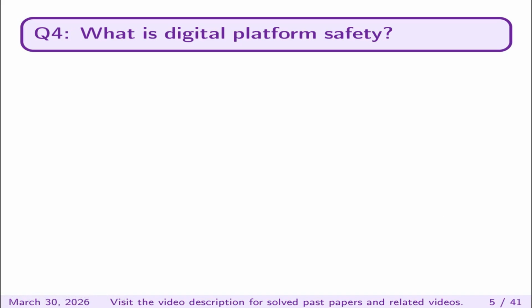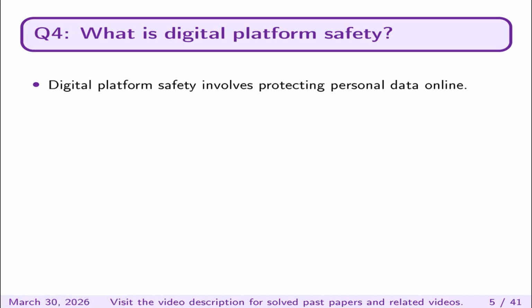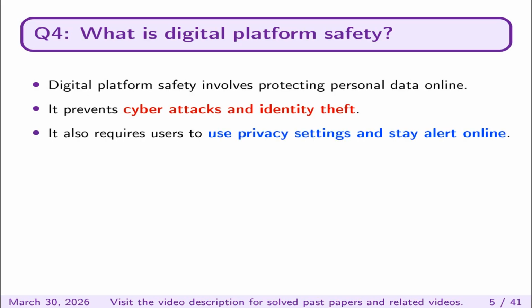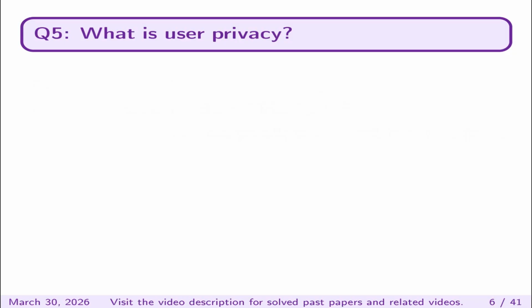What is digital platform safety? Digital platform safety involves protecting personal data online. It prevents cyber attacks and identity theft. It also requires users to use privacy settings and stay alert online.